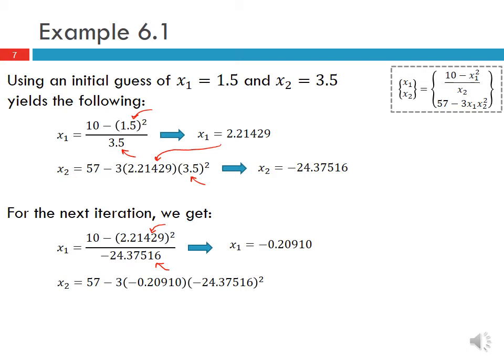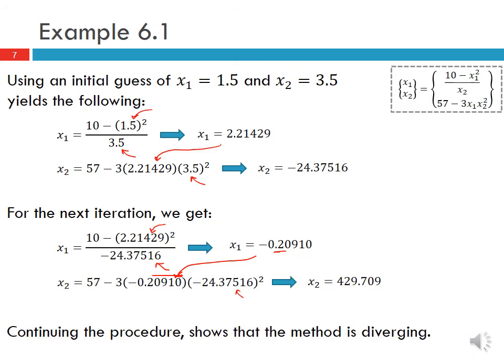And we do the same for x2. So our equation again was 57 minus 3x1 x2 squared. So we put in our new value of x1 and our most recent value of x2, which was minus 24.37516. So this gives our updated estimate of x2 as 429.709. As you can see, it appears that the method is diverging, and if we continue the procedure, the method will very quickly diverge.